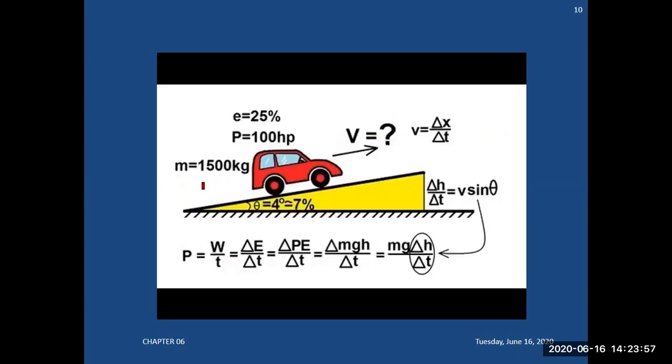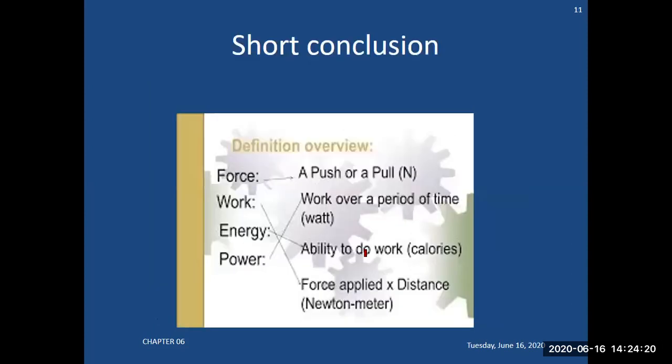The mass of the car is 1500 kg. It moves with a certain velocity, and then you are asked to calculate the amount of work done. Then you will calculate it by using this formula. So by using this example, you can also calculate the power consumed by the car. So, a short conclusion: a push or a pull, that is force, work done over a period of time.